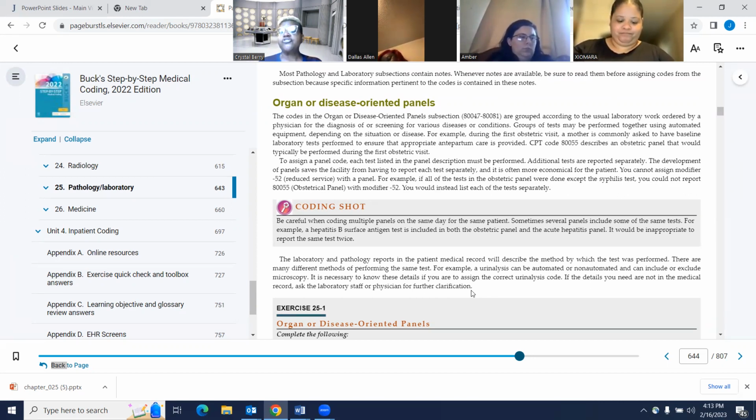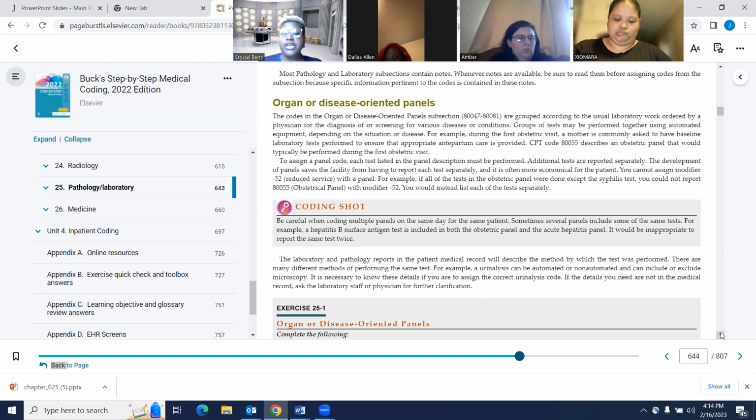So those codes would be different. If it was done by just a reading, like with a dipstick, that would be coded one way. And then if you had to use a microscopic view, that code would be different. And remember, one is the laboratory test only, and the other one would be by microscope. So the codes would be different.